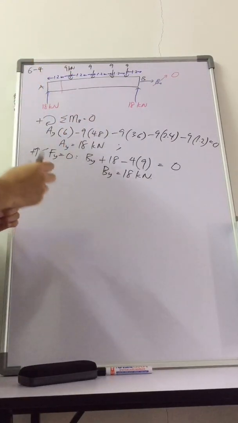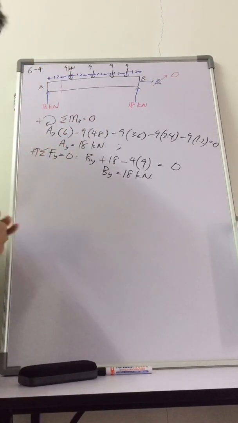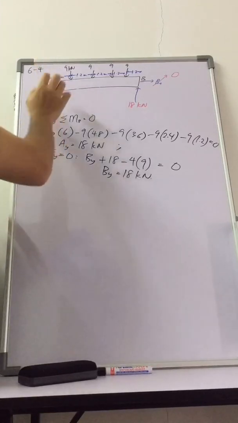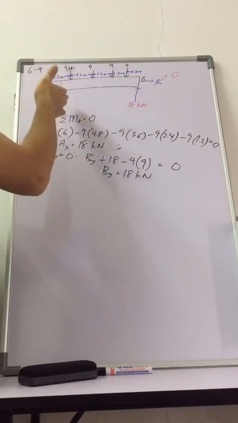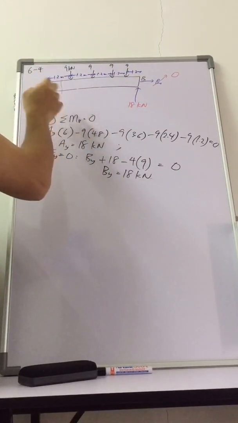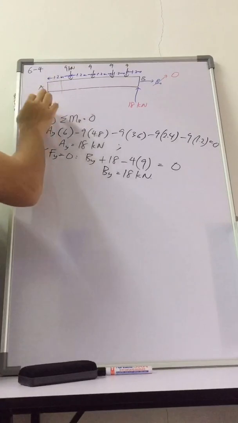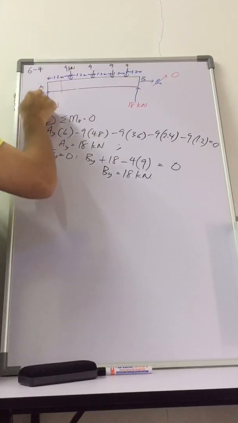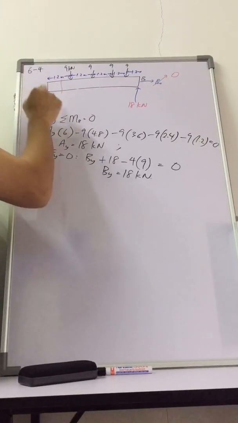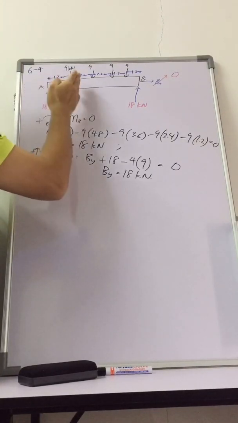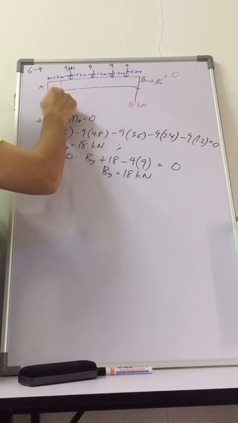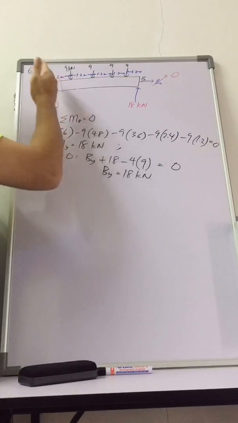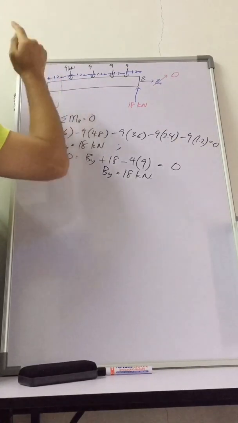You remember that I taught in the class before the MCO, we cut and then we take left or right. Doesn't matter. Here, you cut here. Why do we cut here? Because at A, at the very left end, you have the 18 kilonewton support. And then as you move over there, there will be internal forces and internal moments. So that's why we cut here to find what will be the internal force at this point.